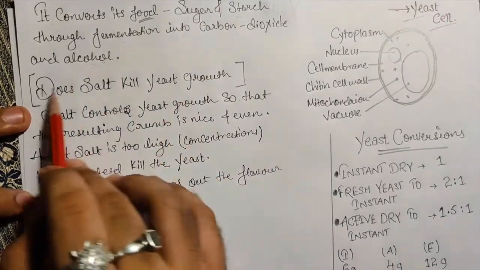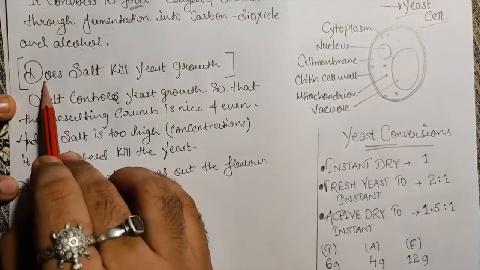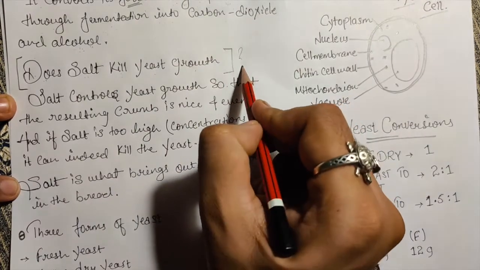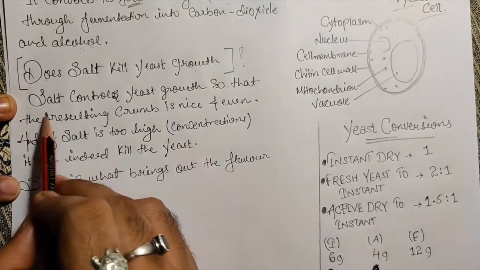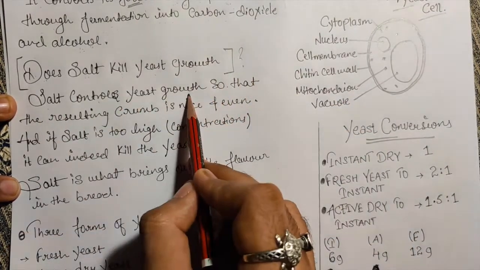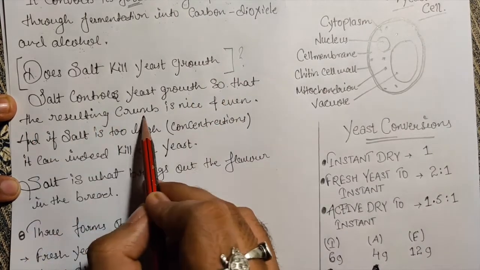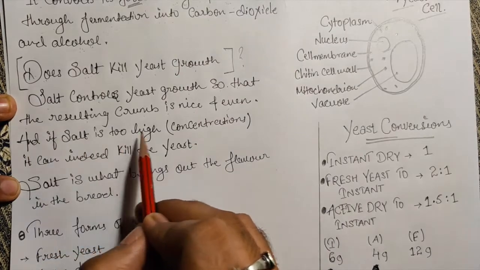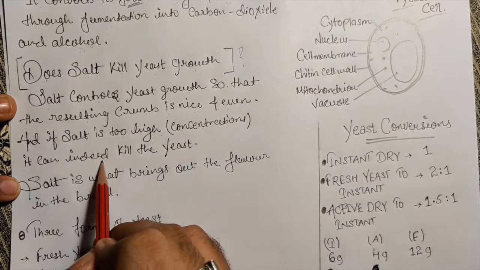Clear? So next, does salt kill yeast growth? There's a question mark. Let's figure it out. Salt controls yeast growth so that the resulting crumb is nice and even. And if the salt concentration is too high, it can indeed kill the yeast.